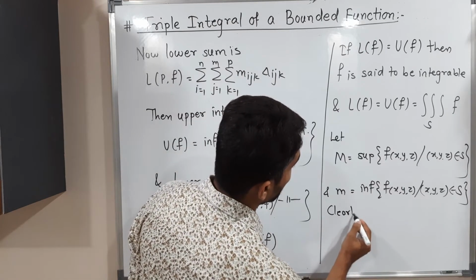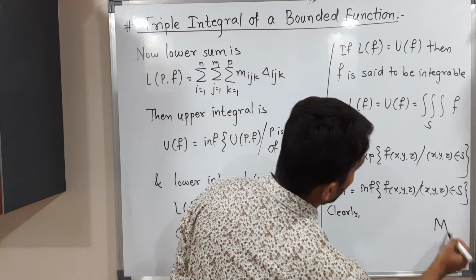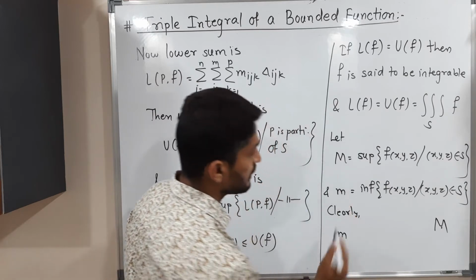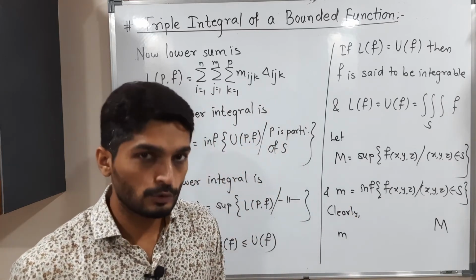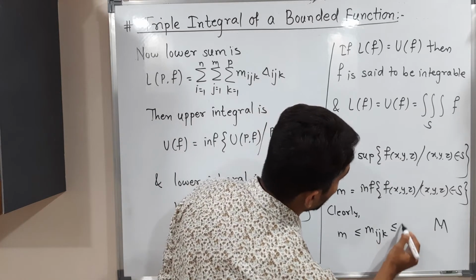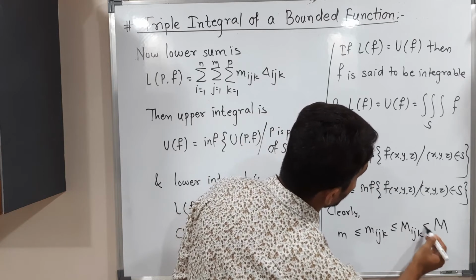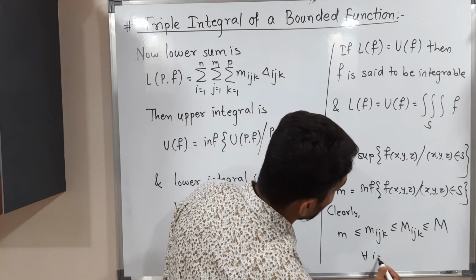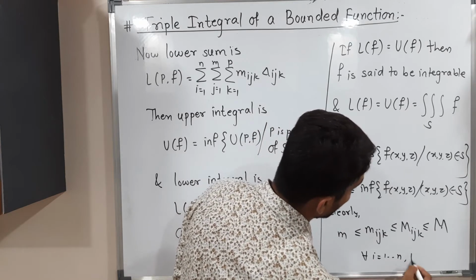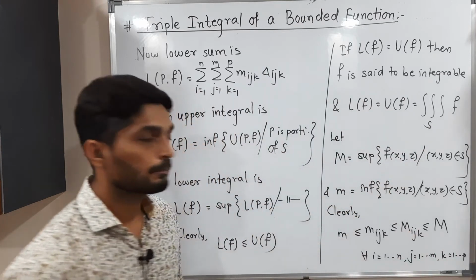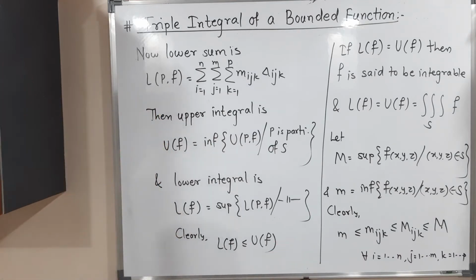So what will be the relation between these values? Clearly, capital M is a supremum over the entire cuboid, so it has the maximum value, and small m is an infimum over the entire cuboid, so it has the minimum value. And small mijk and capital Mijk will lie between them. It is true for all i running from 1 to n, j running from 1 to m, and k running from 1 to p. You can make a screenshot of it. After that we will go further.